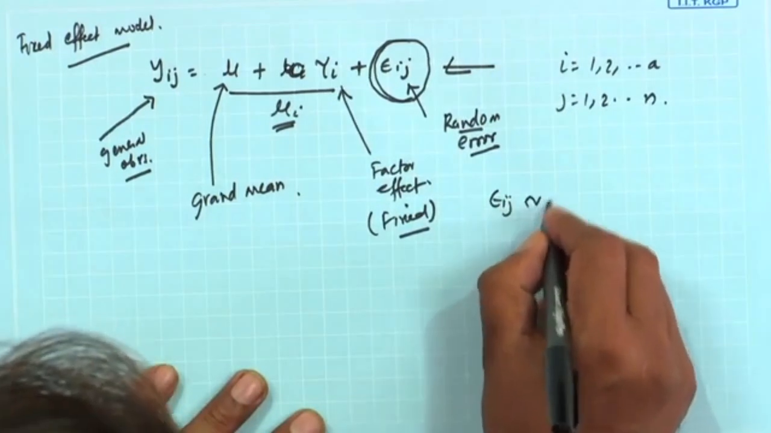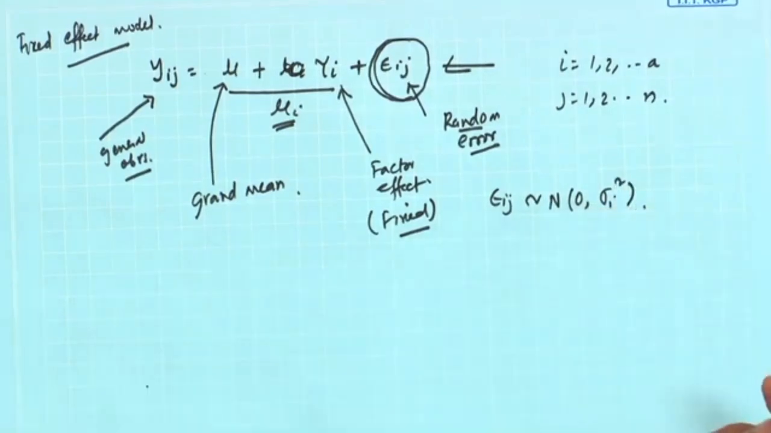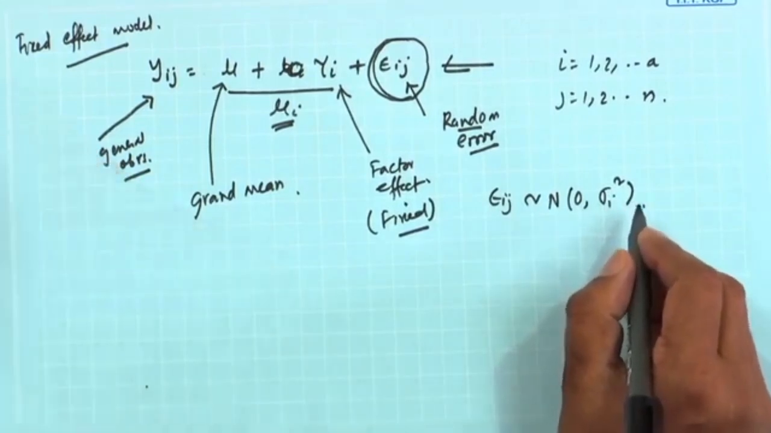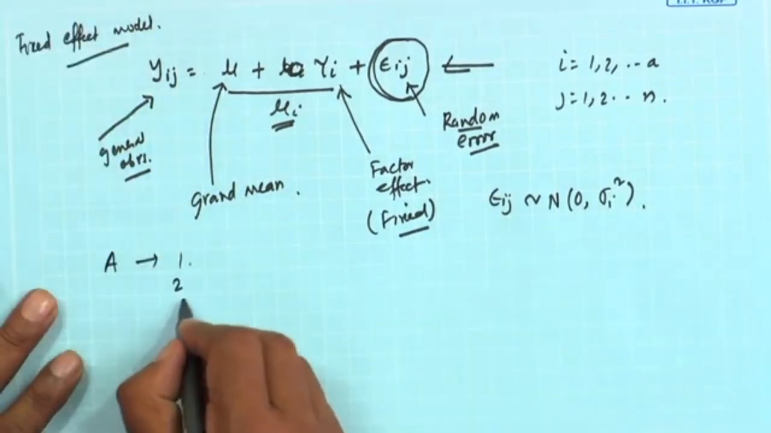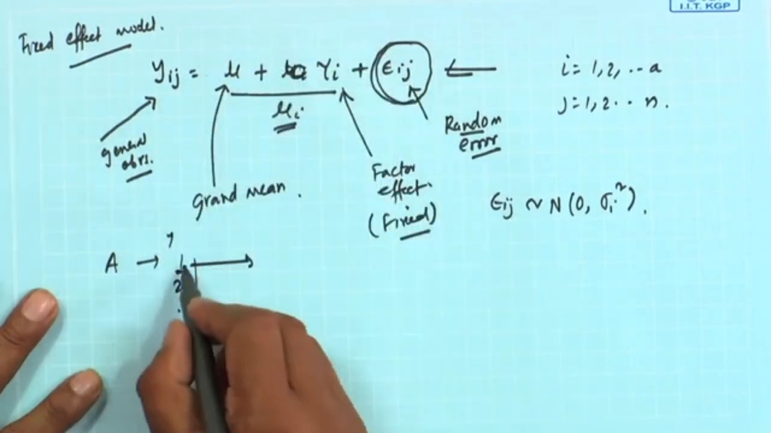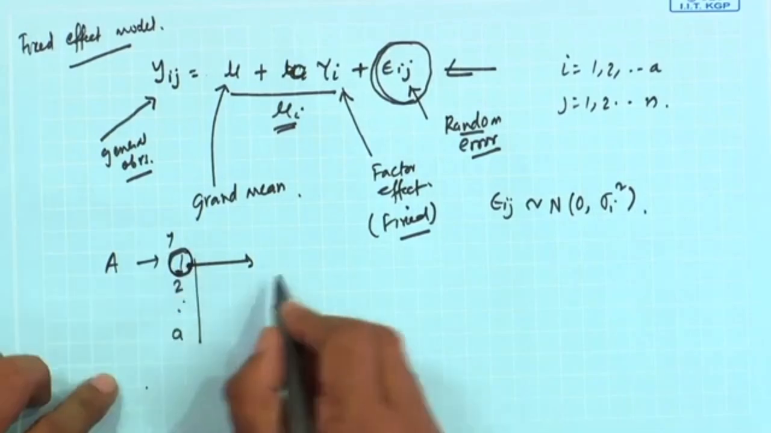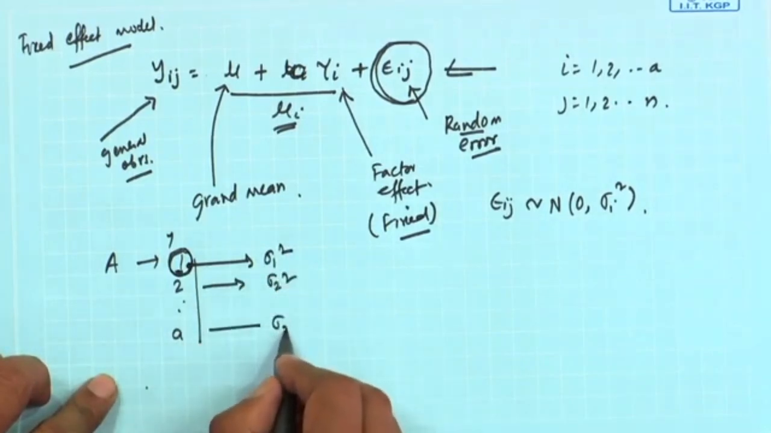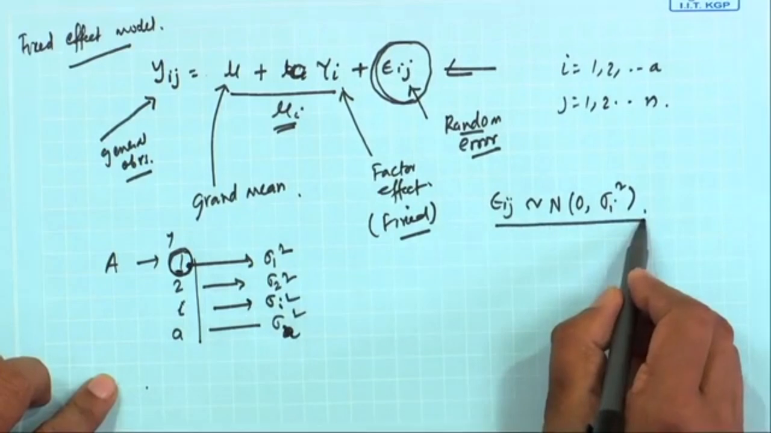So, epsilon_ij will be normally distributed with 0 mean and sigma_i square variability, if the variance differs across the different levels. We have A levels, 1, 2, like that. If the variance of y when the experiment is done at factor level 1 is, suppose, sigma 1 square, then this will be sigma 2 square and this will be sigma A square, or for the ith case this will be sigma i square, then we will write like this.